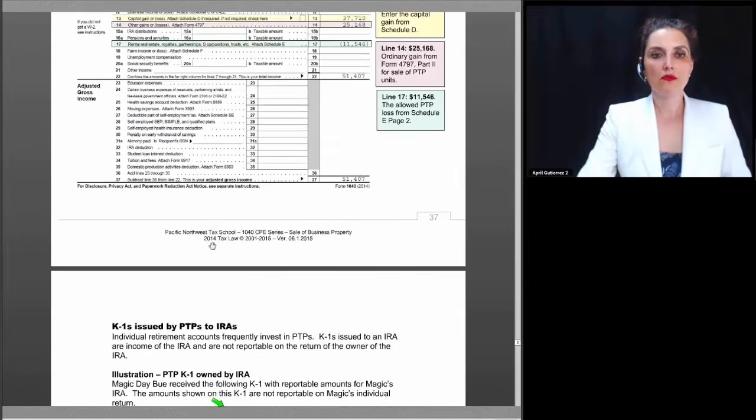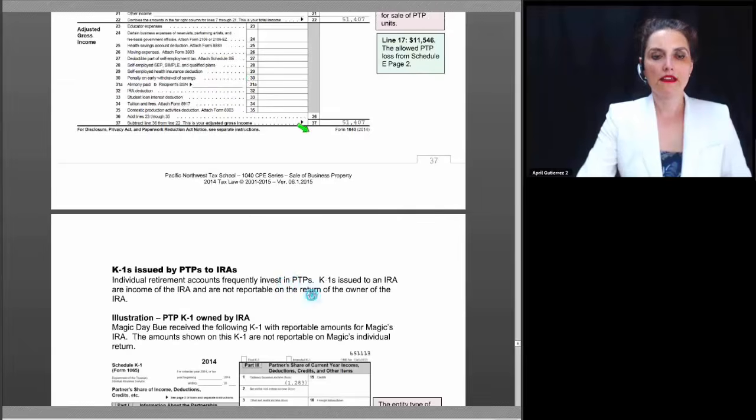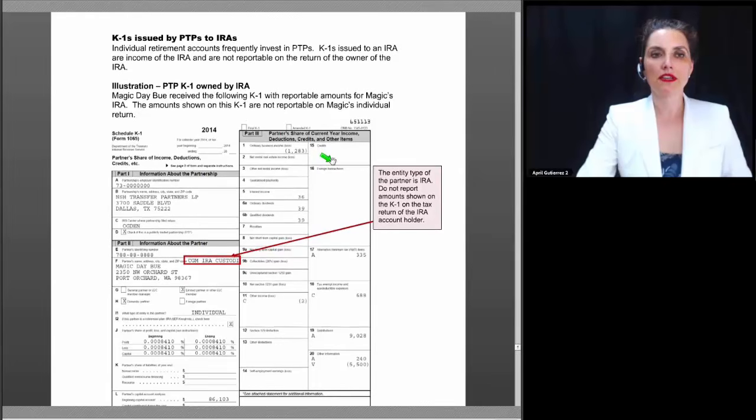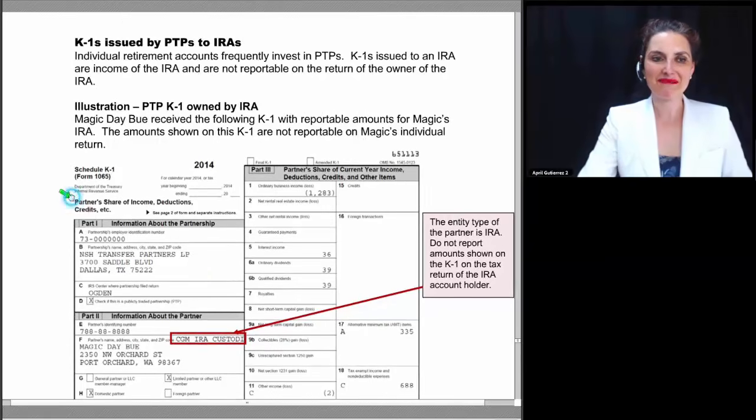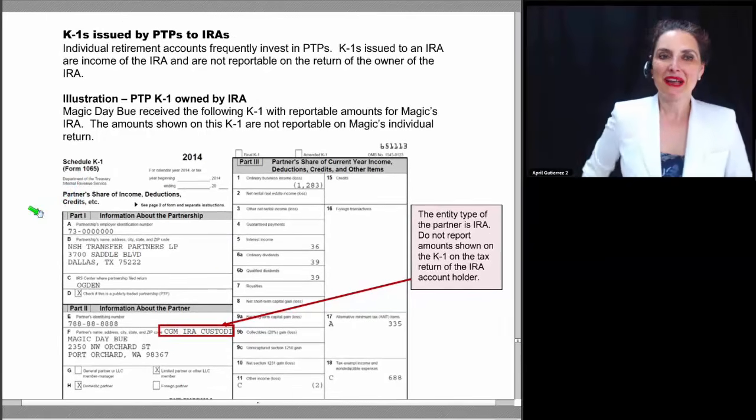Now, I wanted to show you one more item, and this is a K1 that has been issued by a PTP to an IRA. And this is kind of one of those rookie things that I see come across my desk every once in a while. My clients will come to me and they'll show me these K1s.